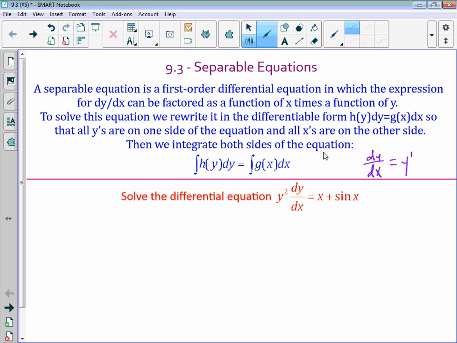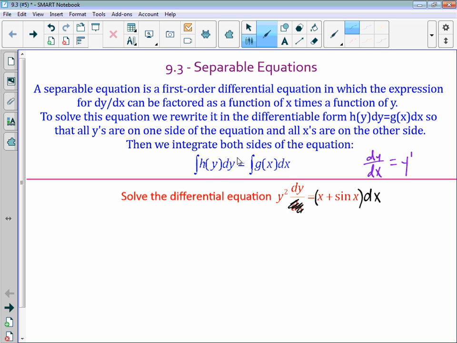So integrate both sides. How would I get this dx so it's not in the denominator? Times by dx. If I times by dx, wouldn't dx just cancel on this side, and then it would just be this whole thing times dx on this side? That's always your first step: times by that dx, get it on the other side. So do you see how I have all my y's on the left and all my x's on the right?